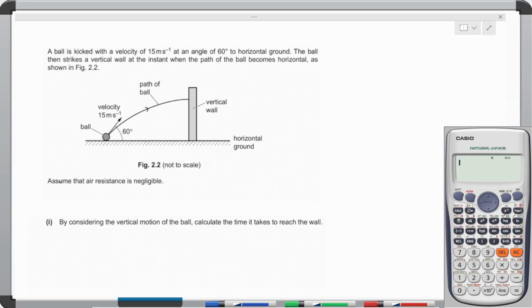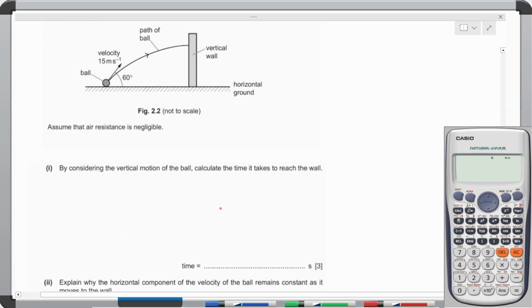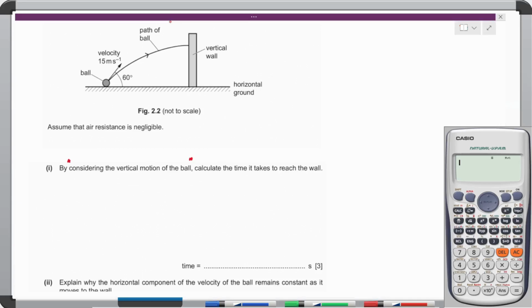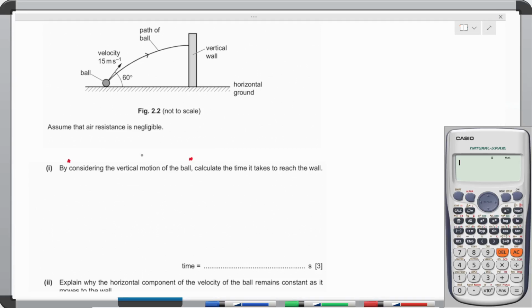Alright everyone, so let's move on to the next question. So here we have the next one. Once again, air resistance is negligible and everything is given on the diagram. By considering the vertical motion of the ball, calculate the time it takes to reach the wall. So basically they have simplified the question themselves. They're asking you to break it down or to consider the vertical motion of the ball. So let us write down the data that we have for this case.